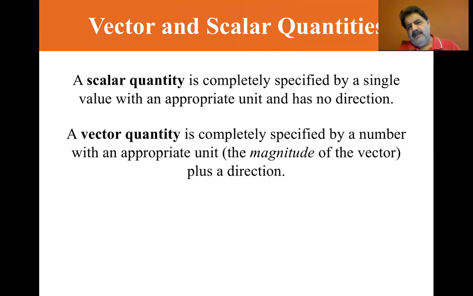A vector quantity is completely specified by a number and a direction. As in my example, if I were flying to Albuquerque, I would need a distance that I'd have to travel and a heading. That is a vector. So vector quantities have both a magnitude and a direction. So let's go on to the next slide.